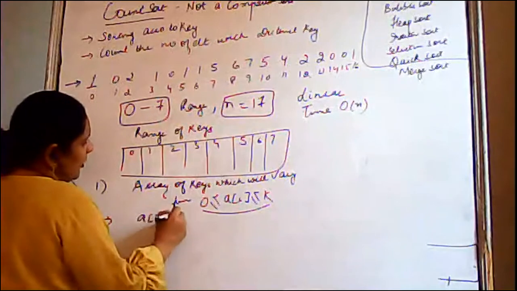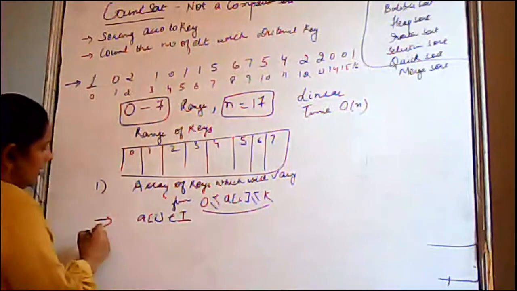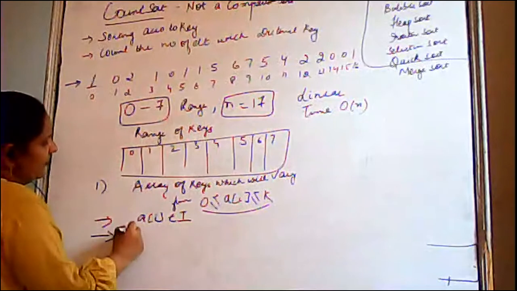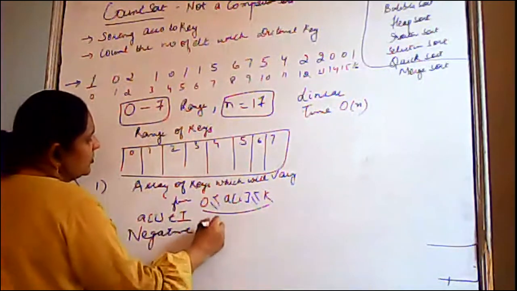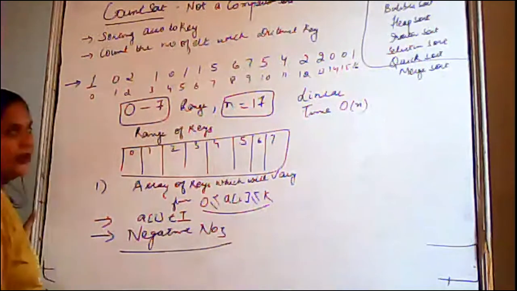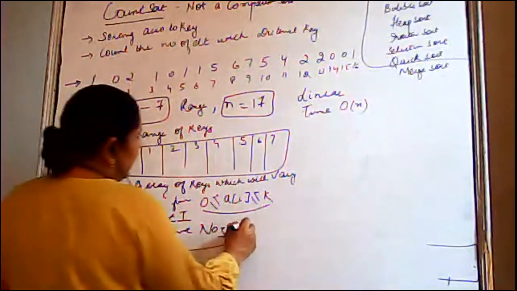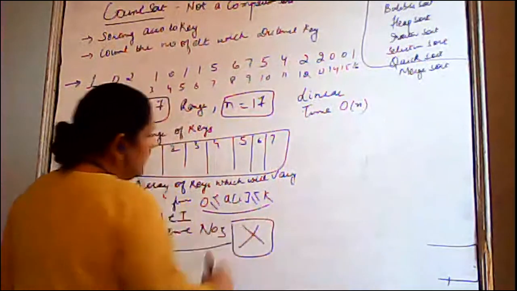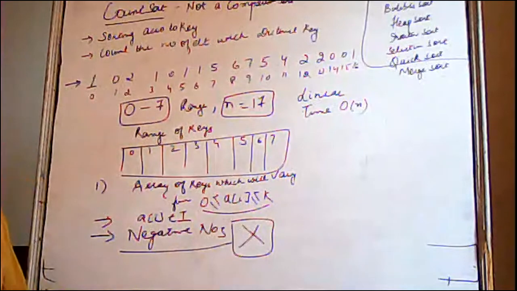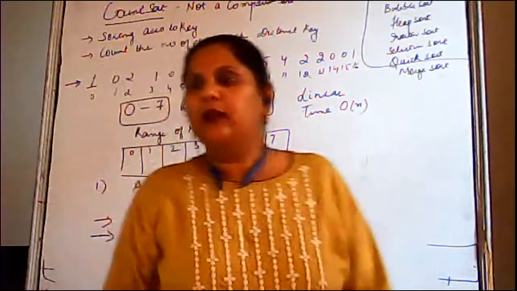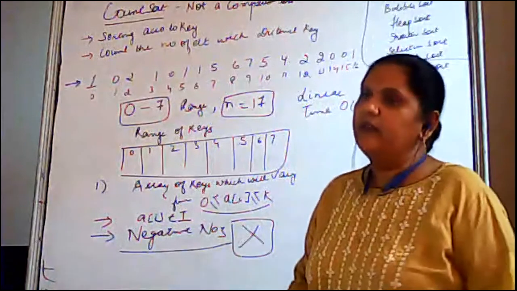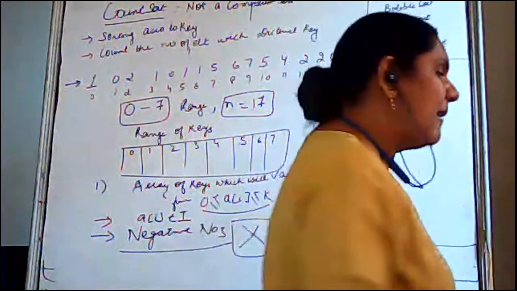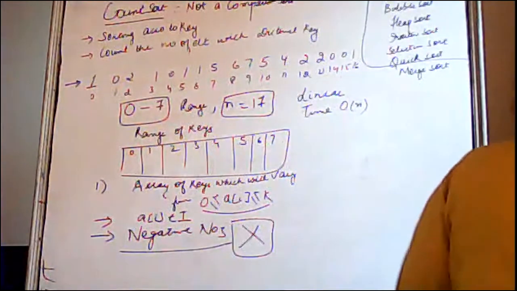A[i] will always belong to the positive integers. So count sort never works with negative numbers. This technique is not applicable to negative numbers. I'll tell you why later on. So let's do an example of it for more clarity.